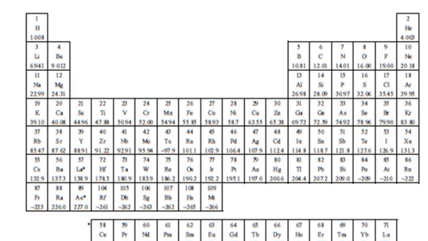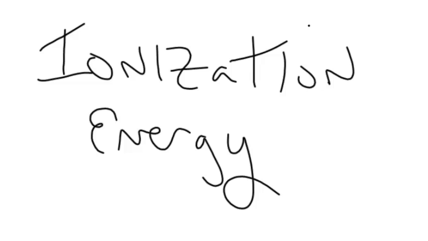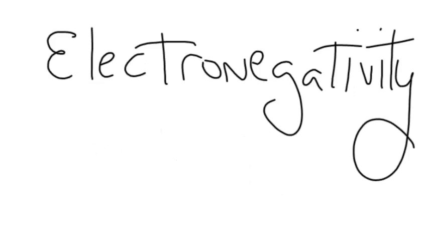This video is about trends in the periodic table. We're going to talk about 3 different trends today: radius, ionization energy, and electronegativity. So first, let's talk radius.